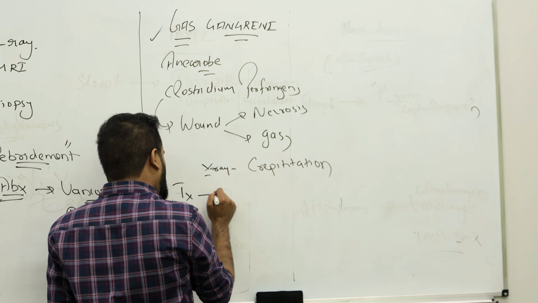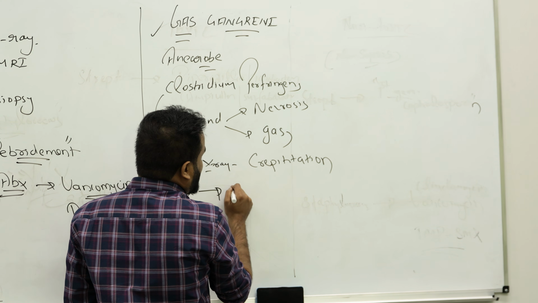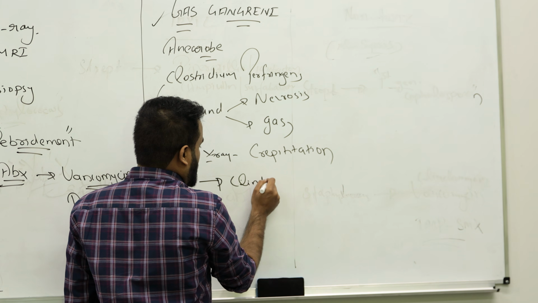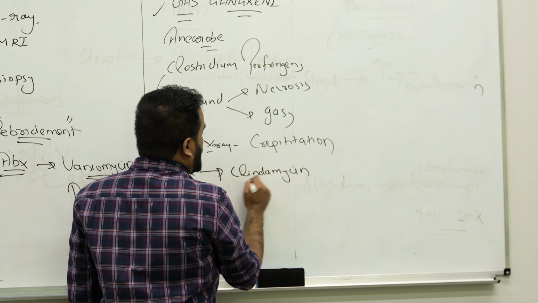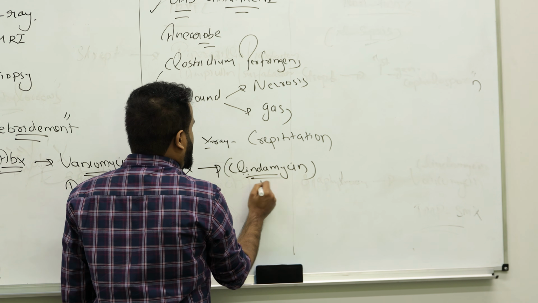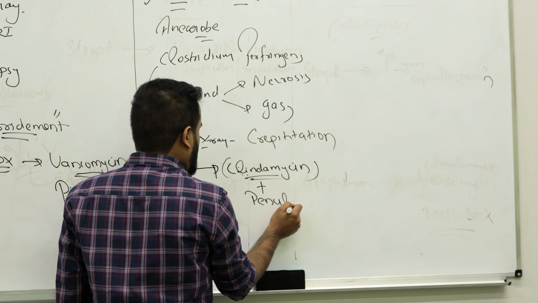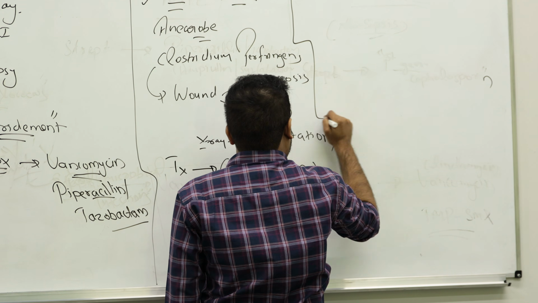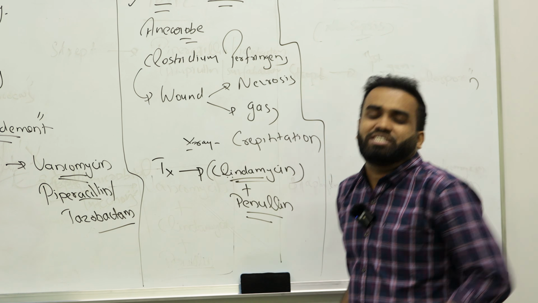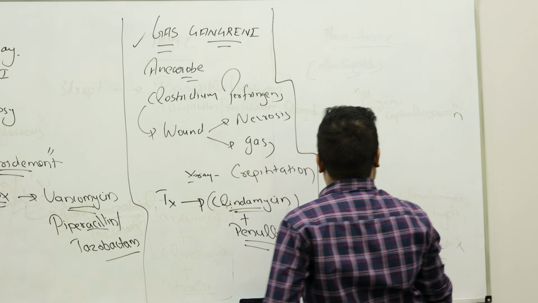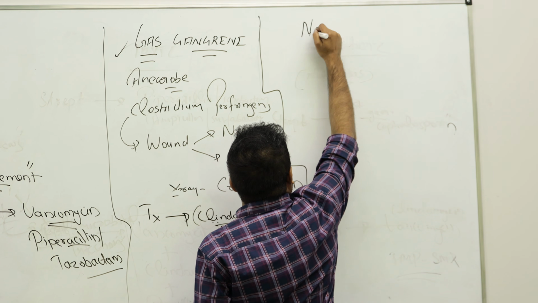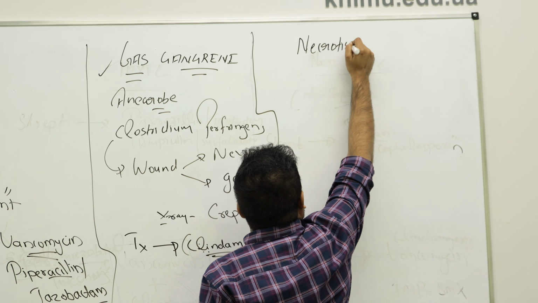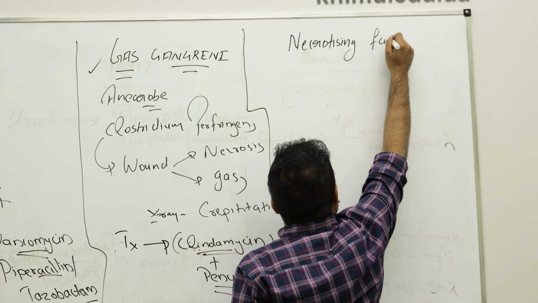For treating that, we use clindamycin. Because it is an anaerobe, always you cover anaerobe with clindamycin, and you can give even what? Penicillin here. It's a good antibiotic that will give coverage for what? Gas gangrene. And what is the other one? That is the most severe one here. That is called necrotizing fasciitis.